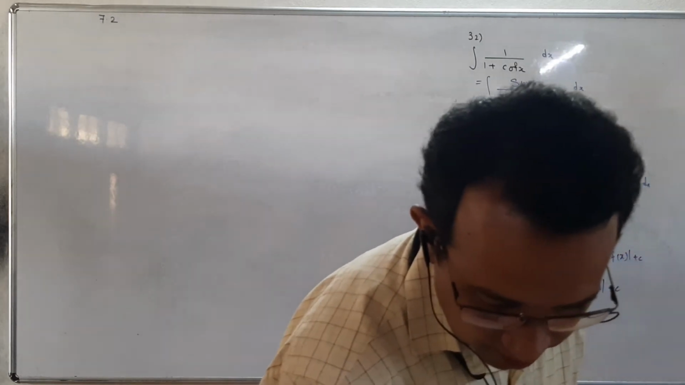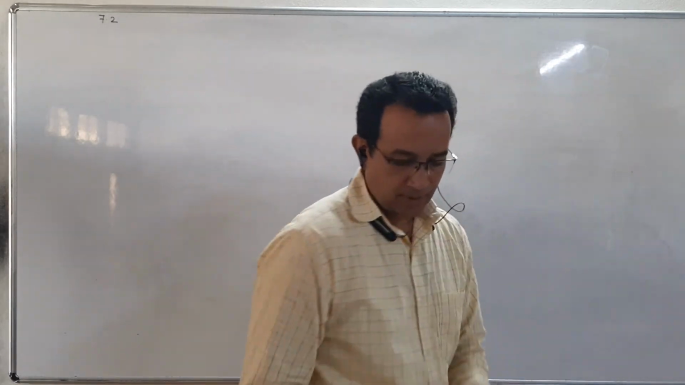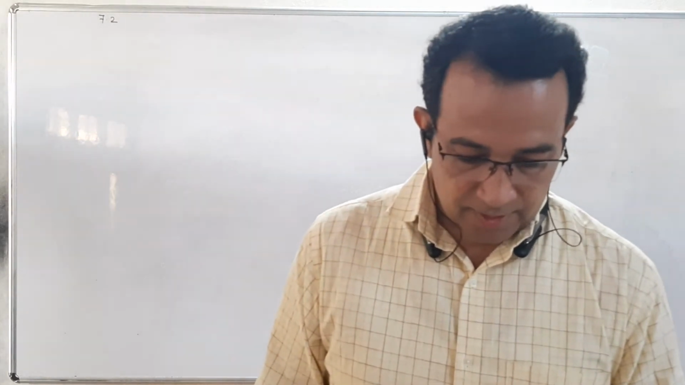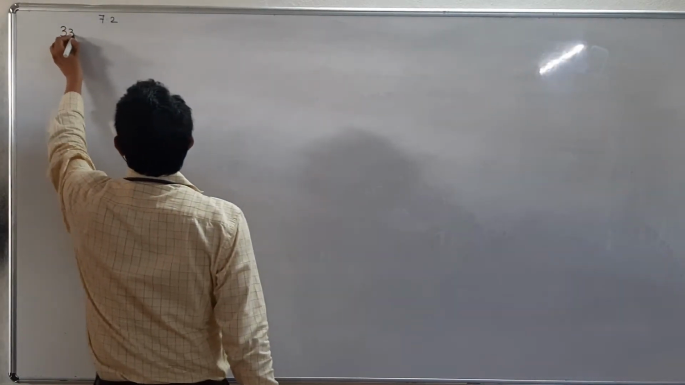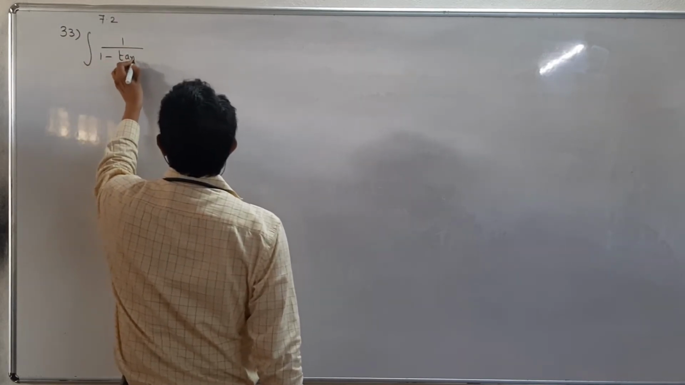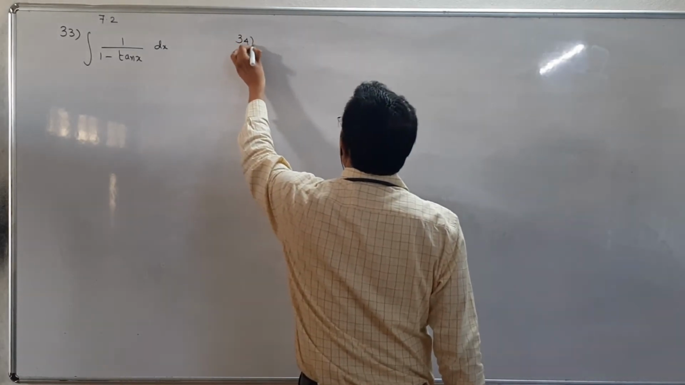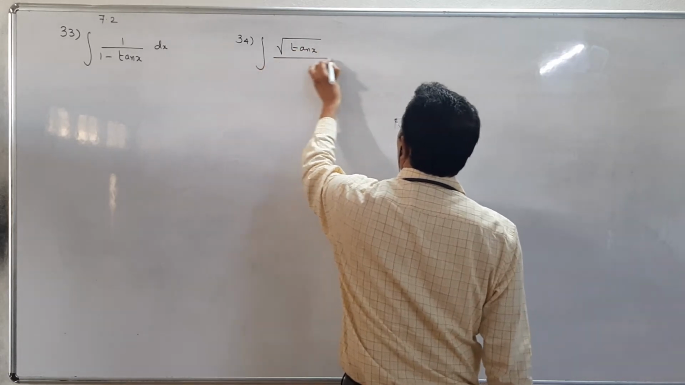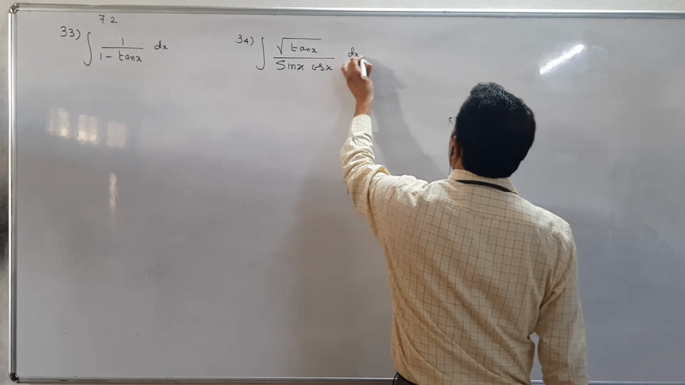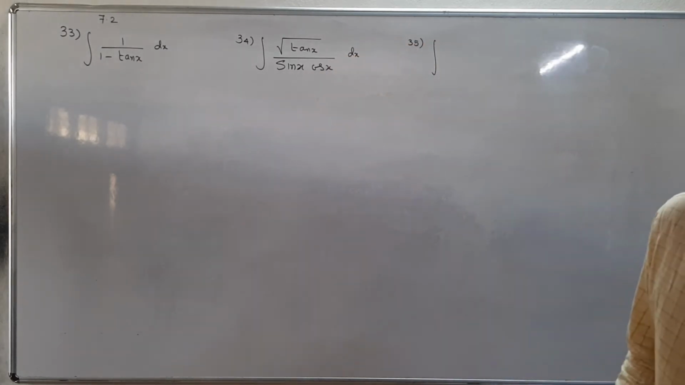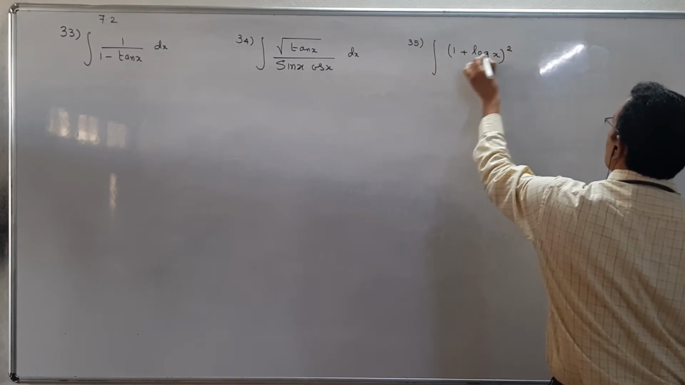Now, students, I am doing sum number 33 and 34. Mark 32 is a very important short sum. Now, sum number 33, integral of 1 upon 1 minus tan x dx. Then sum number 34. This is also a very interesting sum. Root of tan x upon sin x into cos x dx. Then I am writing sum number 35. Integral of 1 plus log x whole square upon x dx.